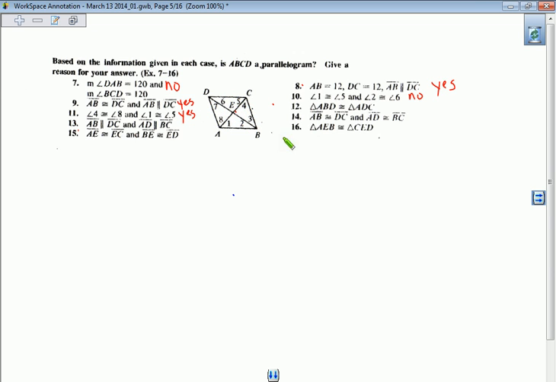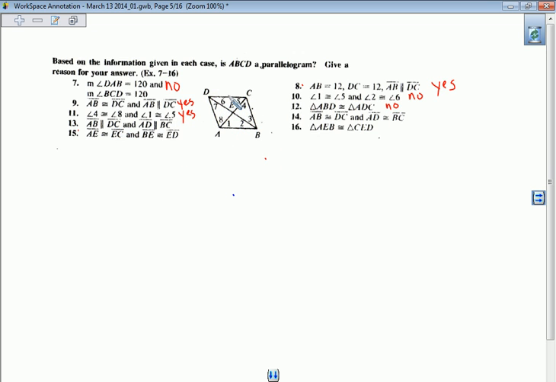Okay. The next one, I have triangle ABD congruent to triangle ADC. Let's switch colors so we can see it. So this gives me that this is congruent to that. That's all I got. Do y'all see anything else? Is that enough? No, it's not. All right.